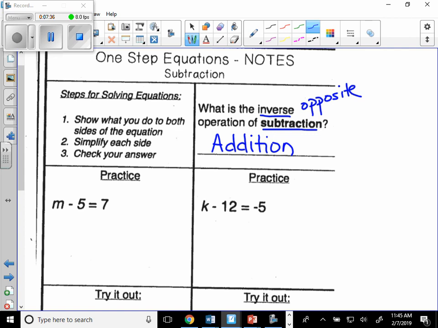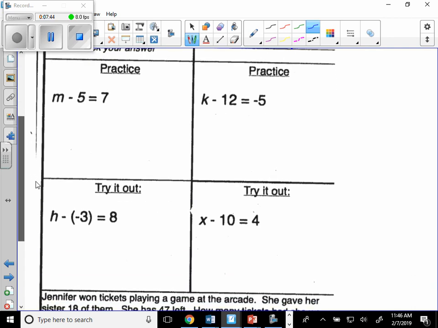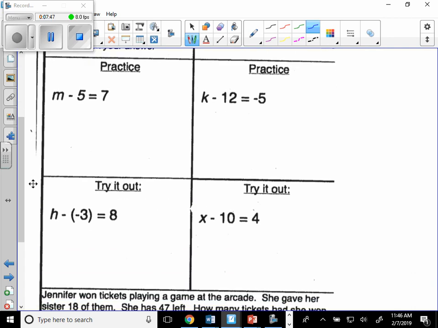All right, we're going to follow the same steps. So show what you do to both sides of the equation, simplify each side, and then check your answer. So let's do m minus 5 equals 7. We're going to do the opposite, so we're going to add 5 to both sides because we want m by itself. This cancels out, and m equals 12. Circle your answer. Let's check it, make sure it works.